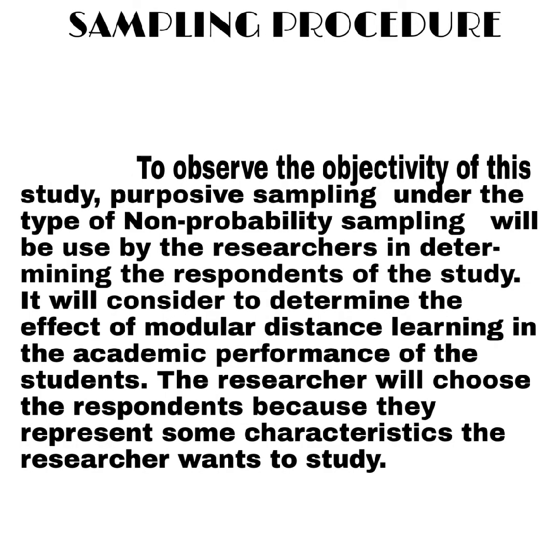To observe the objectivity of this study, purposive sampling, under the type of non-probability sampling, will be used by the researchers in determining the respondents of the study. It will be considered to determine the effect of modular distance learning on the academic performance of the students. The researcher will choose the respondents because they represent some characteristics the researchers want to study.